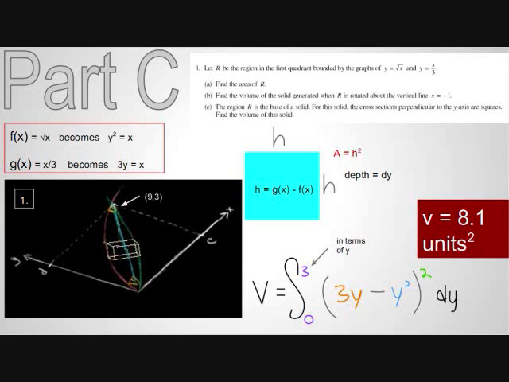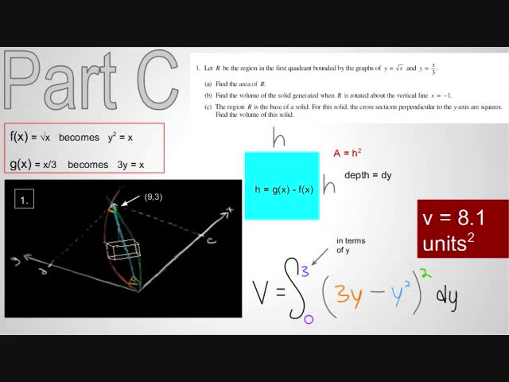Now, since it says to use it perpendicular to the y-axis, we have to get our functions in terms of y. So f of x, which is radical x, will become y squared equals x. And g of x, which equals x over 3, becomes 3y equals x. Now we're also going to be using g of x minus f of x because we're doing it in terms of y.